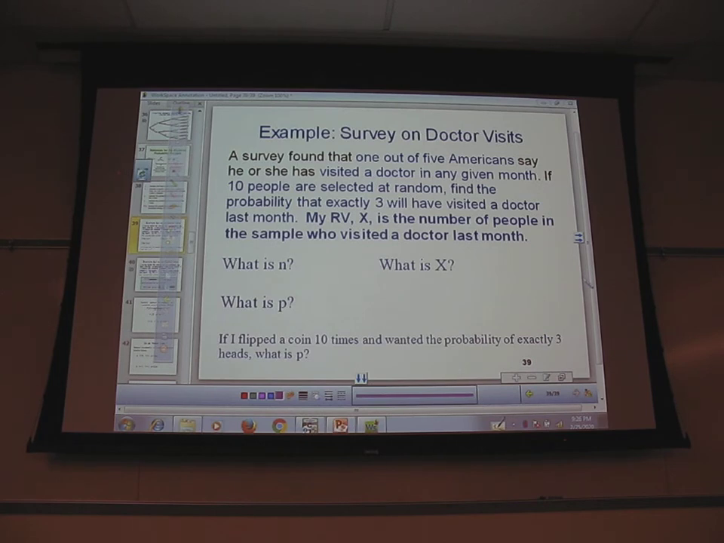Great. So why don't you guys take 30 seconds with your neighbors to try to figure out what's N, the total number of trials you did, what's X, the number of successes you want, and P, the probability of success for just one trial. 30 seconds, or 1 minute, go.